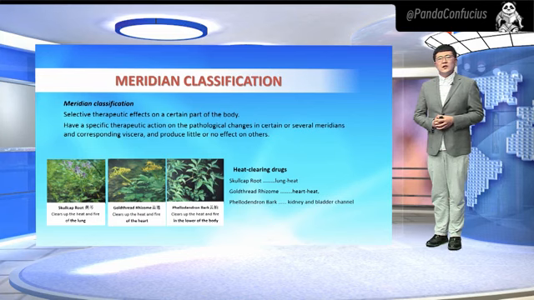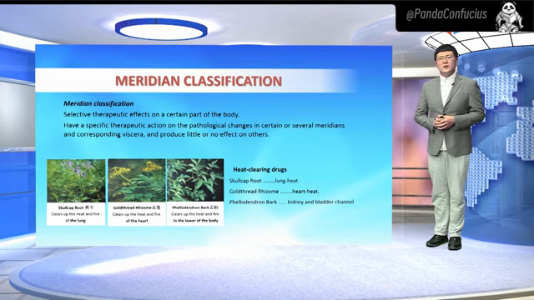Heat-clearing drugs such as skullcap root, coptis rhizome, and phellodendron bark are bitter in flavor and cold in nature. Skullcap root acts on the lung meridian and clears the lung heat. Coptis rhizome acts on the heart meridian and clears the heart heat. Phellodendron bark acts on the kidney and bladder meridians and clears the kidney and bladder fire.